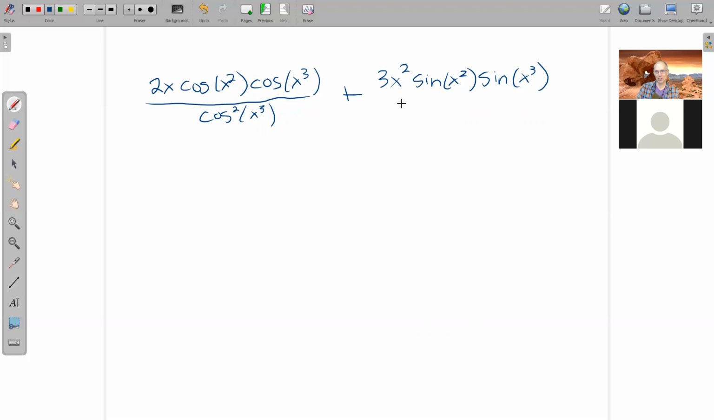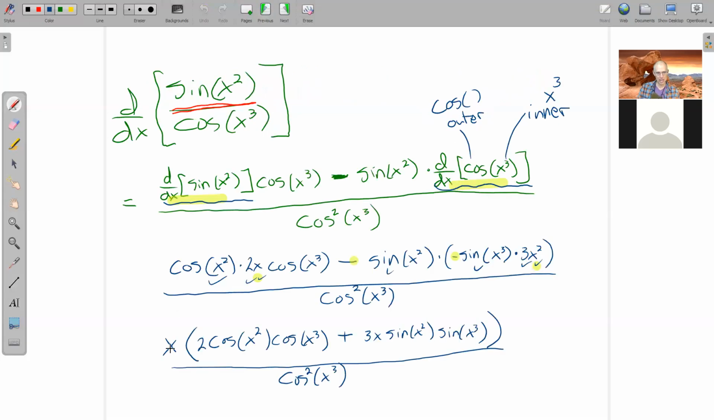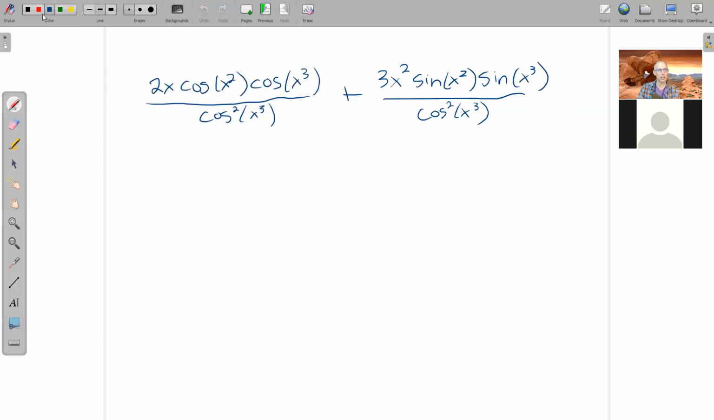X cubed over the cosine squared of x cubed. Let me look back to make sure I got that right. So what I was doing there is I multiplied the x back in so that I could divide each part of the sum by the cosine squared of x cubed, so then I could at least cancel that, but I don't think that makes my life any better really. So now this cancels with one of those in the square there. So then I've got 2x cosine of x squared.